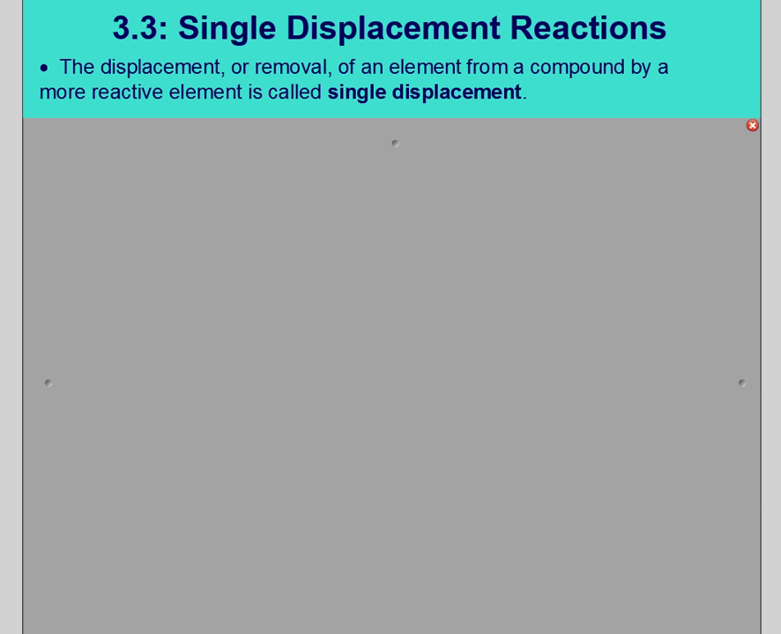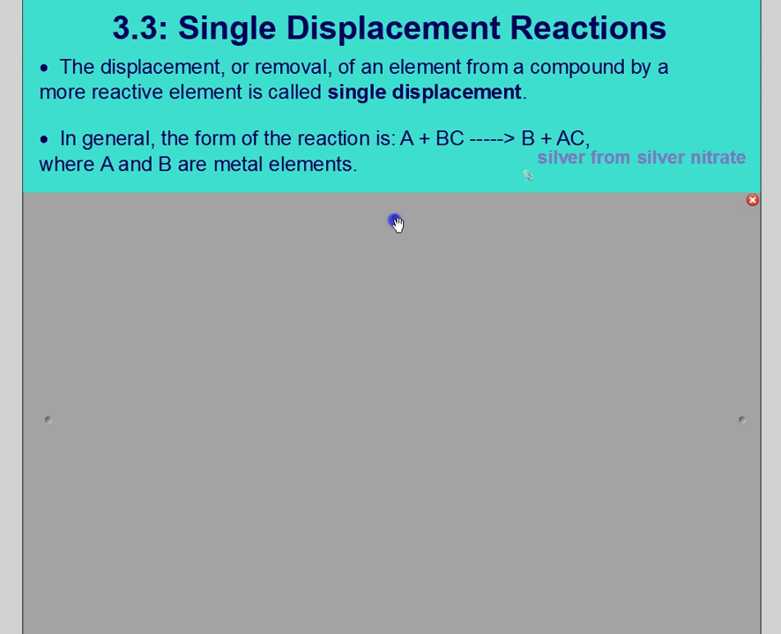Single displacement is as it sounds, it's a taking away or a kicking out or displacing of one element in the presence of another. And it involves a specific type of reaction where an element and a compound are brought together. The general form is shown here.